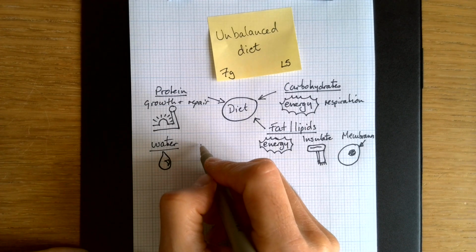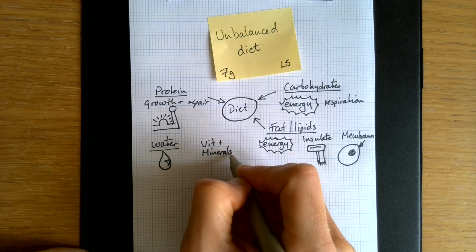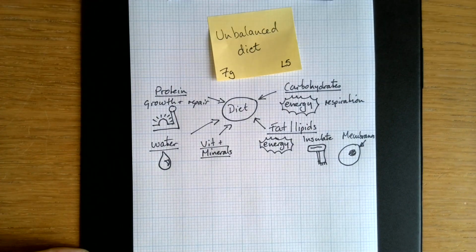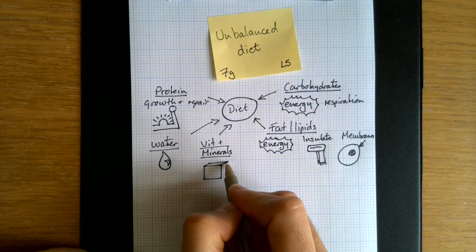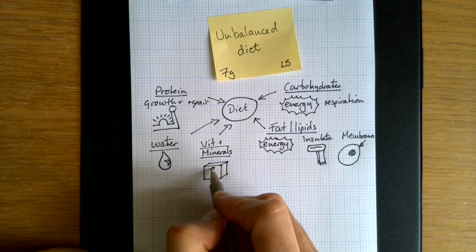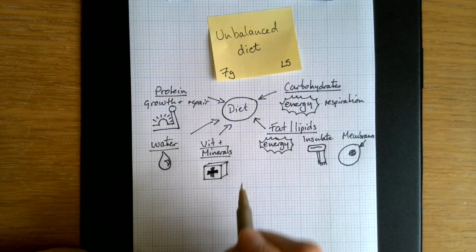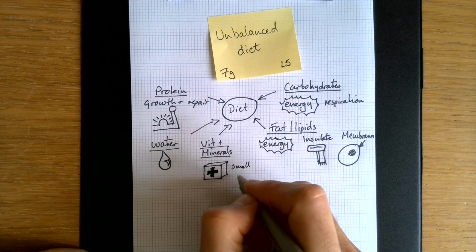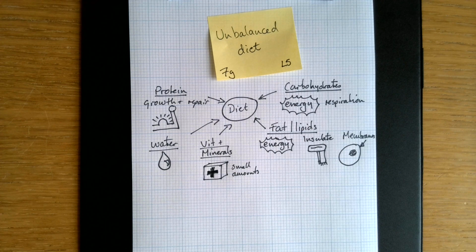And then finally, we need vitamins and minerals. Now these ones we only actually need in very small amounts, and these ones help us to stay fit and healthy. They help your immune system and other chemical processes inside your body. So we only need very, very small amounts of vitamins and minerals, but they're really important.